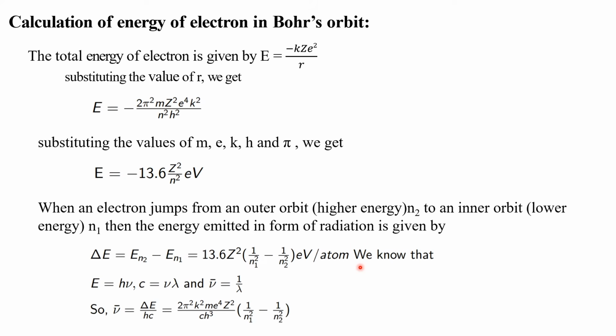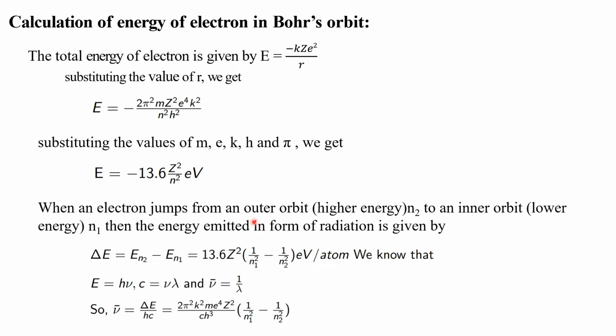Then we can also calculate the energy of the electron in Bohr's orbit. The total energy of the electron is E is minus k z e square by r. If we substitute again the value of r here, we get this expression: minus 2 pi square m z square e to the 4 k square by n square times h square. Now, if we substitute the values of m, the mass of an electron, k, h and pi, we get minus 13.6 z square by n square electron volt. So you can see that E is directly proportional to z square and inversely proportional to n square.